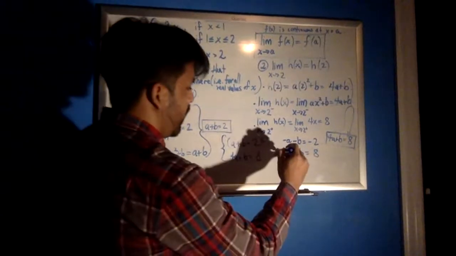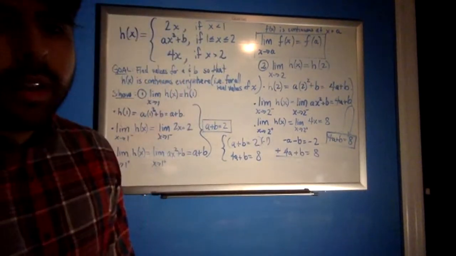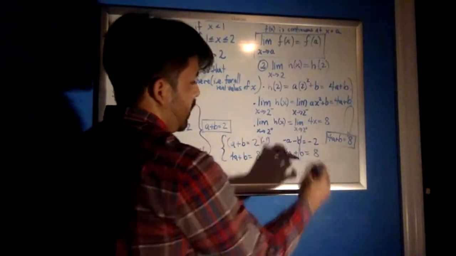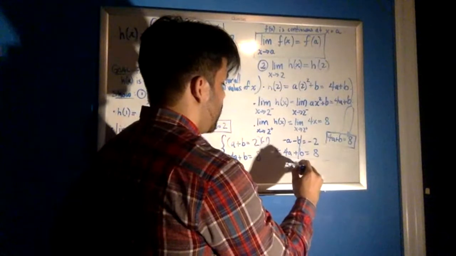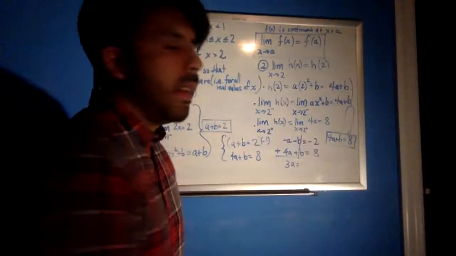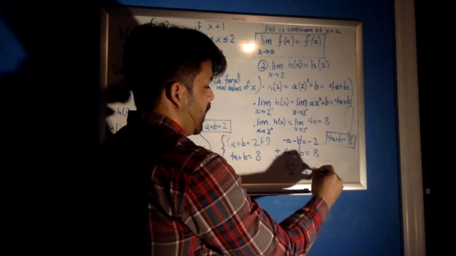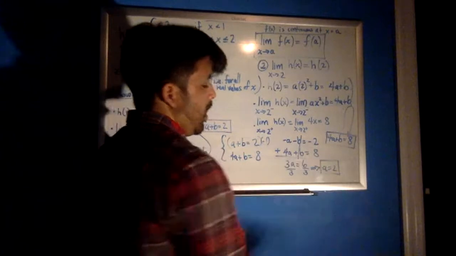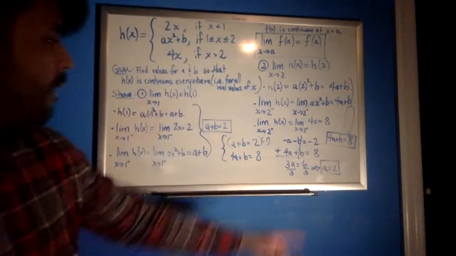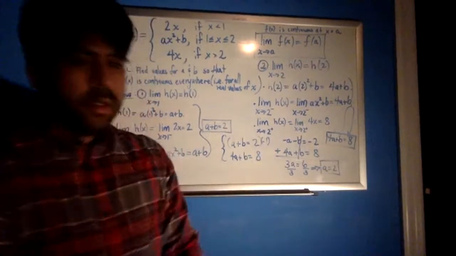And now I can add both equations together. And when I add them, the b's are eliminated. Negative a plus 4a is 3a, and negative 2 plus 8 is 6. Divide by 3, divide by 3. And what do I get? I get that a equals 2. So great, I found what a is. a equals 2. And now I want to find what b is.